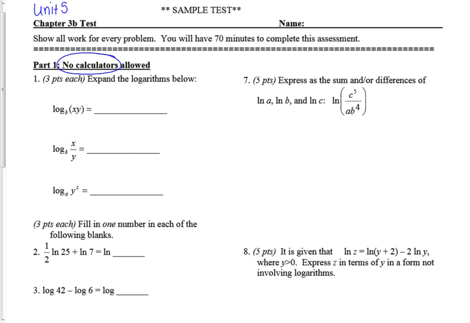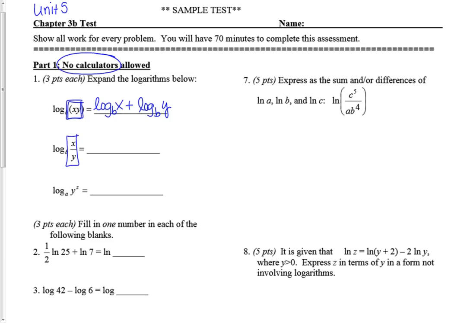On number 1, we're supposed to expand the logarithms below, so we need to use our properties of logarithms. I have the log base b of x times y, and I need to know that when I have the product on the inside, that will translate to the sum on the outside. So I have the log base b of x plus the log base b of y when I expand them. The base has to stay the same from the left to the right. That's why I kept it log base b.